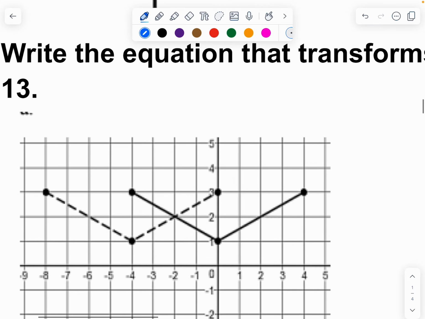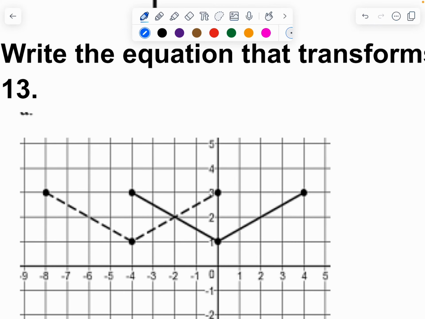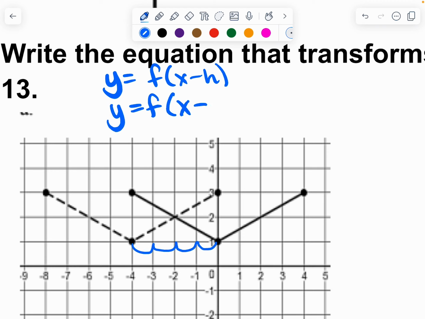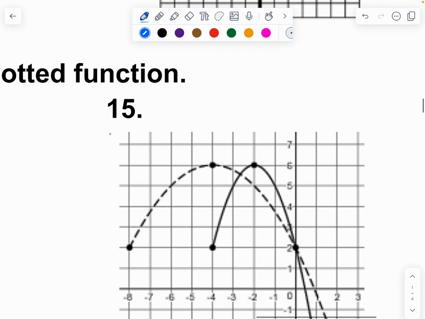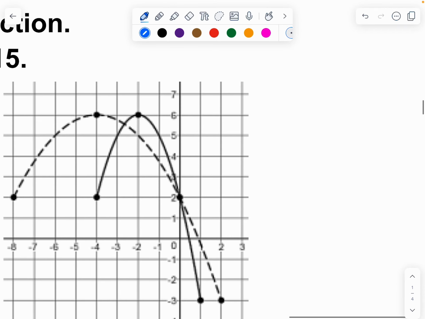On this one, we're going to write an equation. So y equals, and all we're going to be dealing with is this part right here. Because if I notice, it's the exact same thing. It's not bigger or smaller. All we did, we moved it over 1, 2, 3, 4. So y equals f of x, and we went in the negative direction 4 times. Okay, we're going to skip this next one because it has too many things.